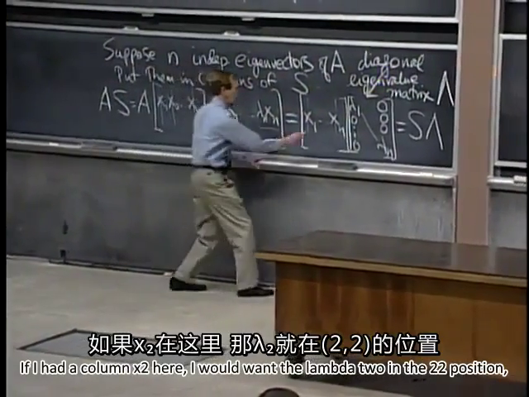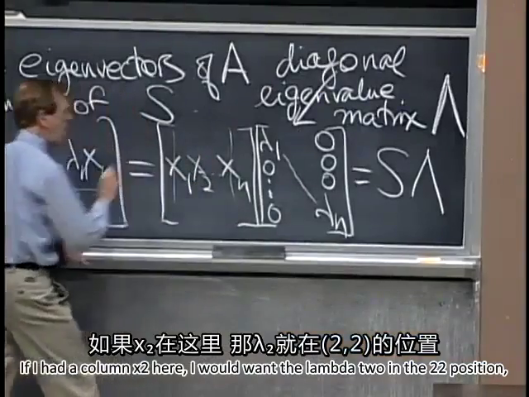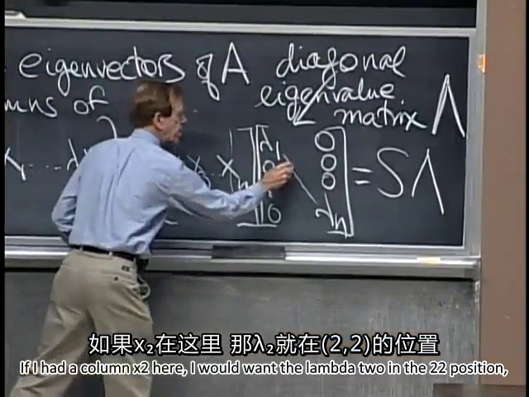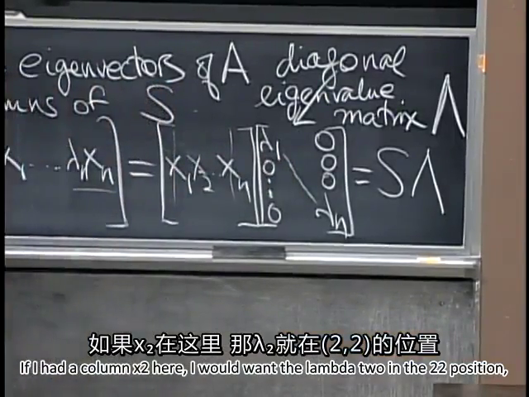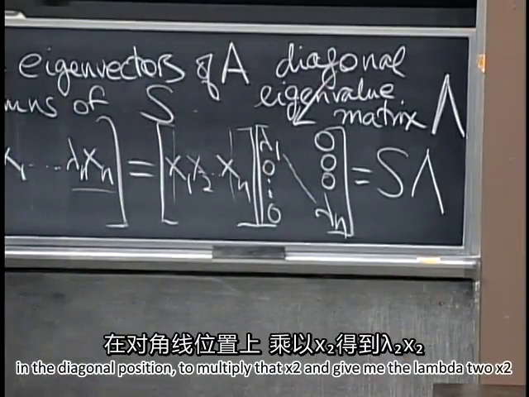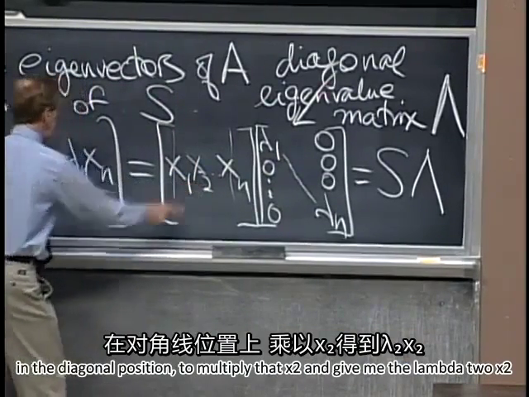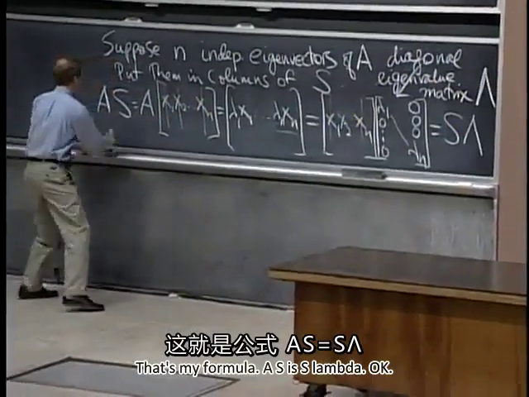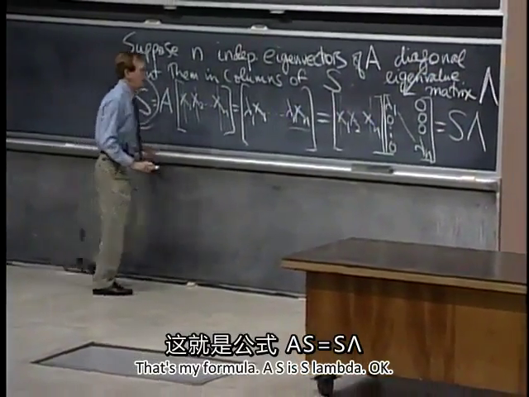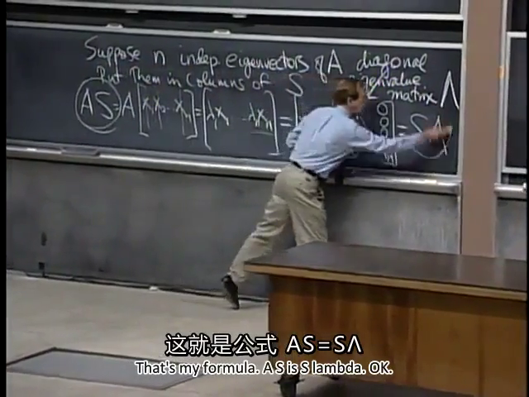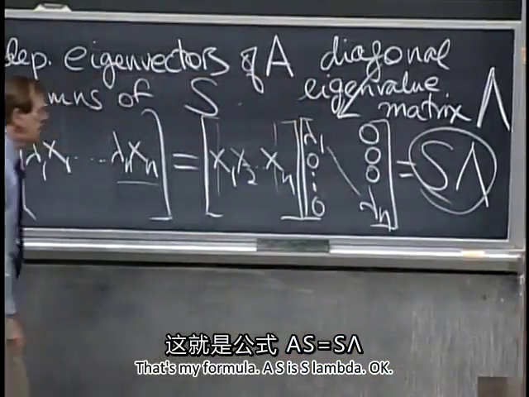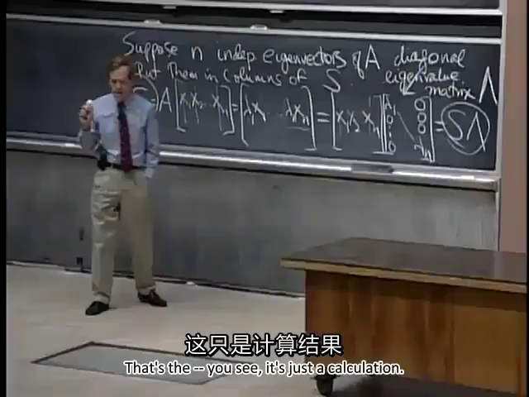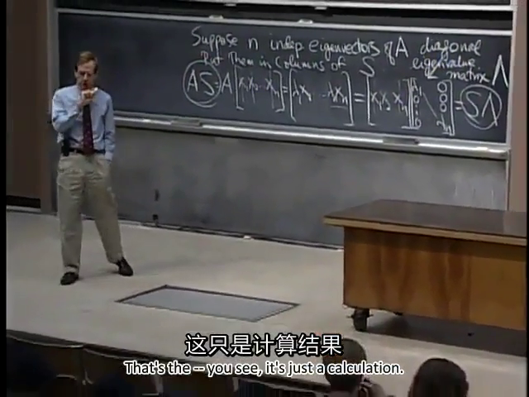If I had a column x2 here, I would want the lambda 2 in the 2,2 position, in the diagonal position, to multiply that x2 and give me the lambda 2 x2. That's my formula. AS is S Lambda. Okay. You see, it's just a calculation.